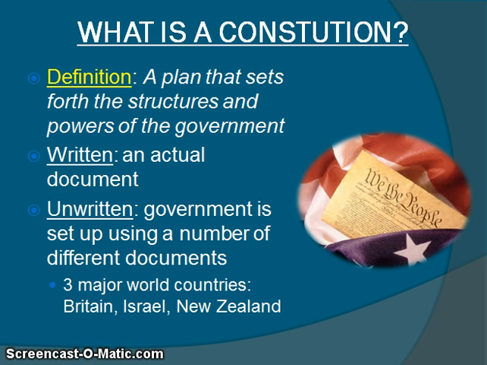There are two types of constitutions, written and unwritten. A written constitution is essentially just that. The actual Constitution is written down, just like in the United States. There are 4 pieces of paper that act as our Constitution. And then there are unwritten constitutions. An unwritten constitution is a government that sets up its structure and its power using different types of documents. Great Britain is the one that we will discuss in the next lesson.